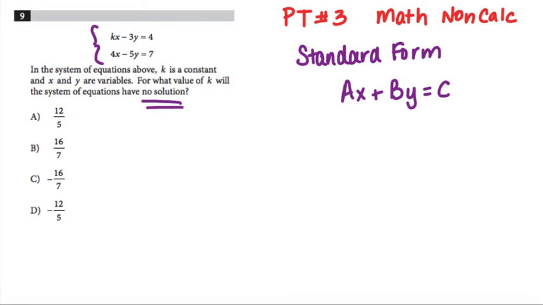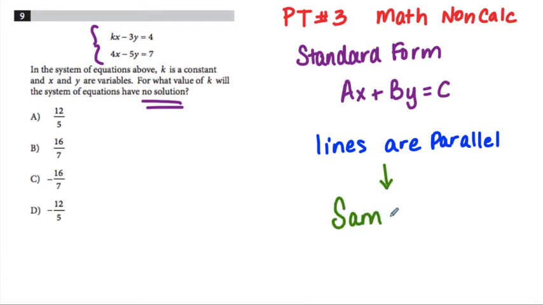So one thing you do have to remember about systems that have no solution is that the lines are parallel, because a solution to a system is actually the point of intersection of the two lines. So if it has no solutions, they're never going to cross, which means they're parallel. So if lines are parallel, that means they have the same slope.